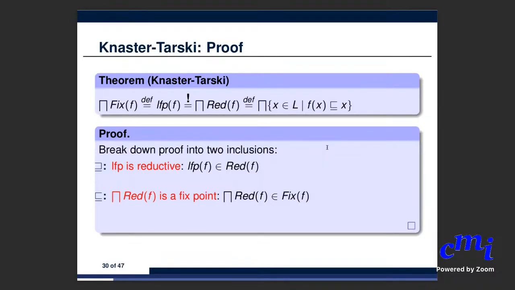By definition, Tarski says that the greatest lower bound of the reductive set is the least fixed point. Of course, the fixed points of a function are all those elements x for which f(x) is equal to x. So the least of that, we want to show that it is equal to this greatest lower bound.